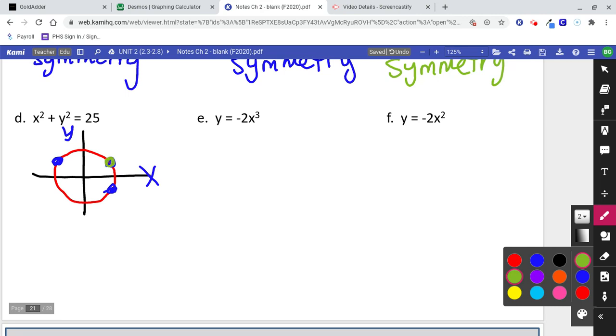But I think of it as you go both like this, okay? If it goes over and over, it's still on the circle. So it has all three. This has x-axis, y-axis, and origin symmetry.